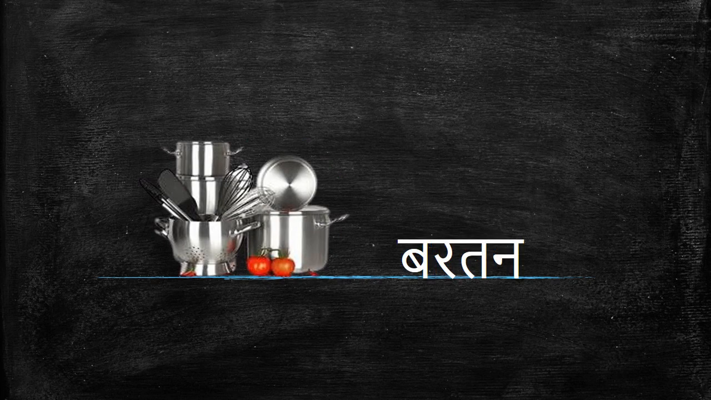B se bartan. In English we call vessels. Yes, these are all kitchen tools. Where can we see all these vessels? In the kitchen.